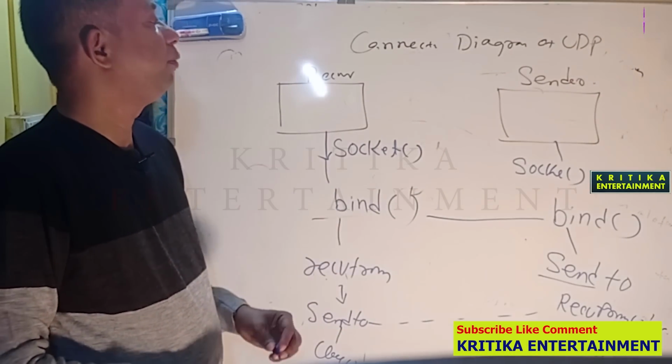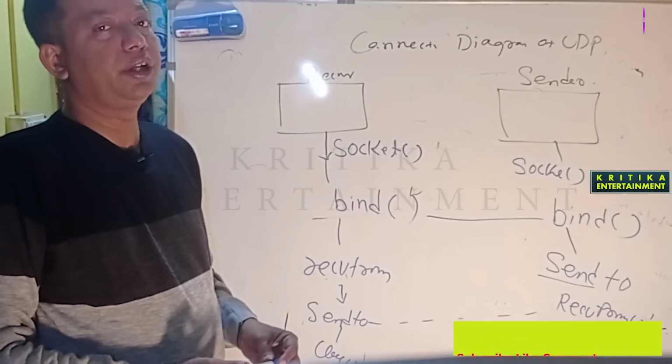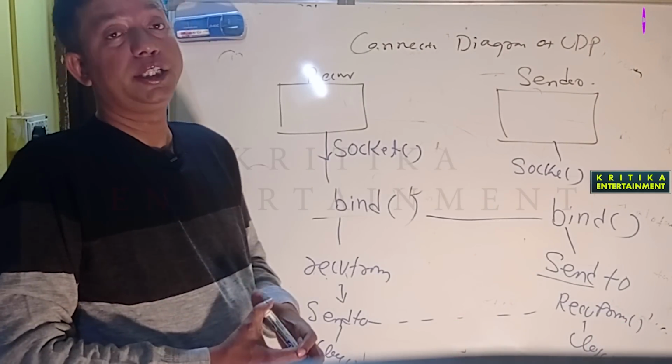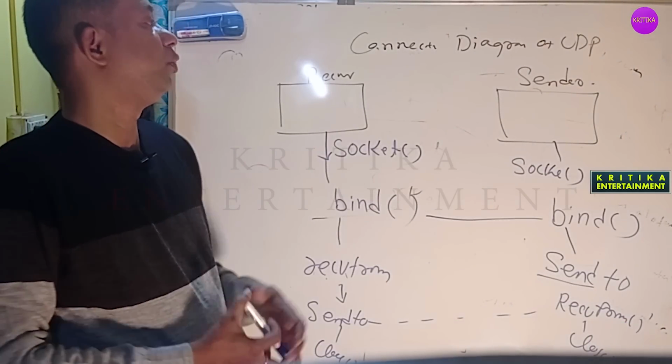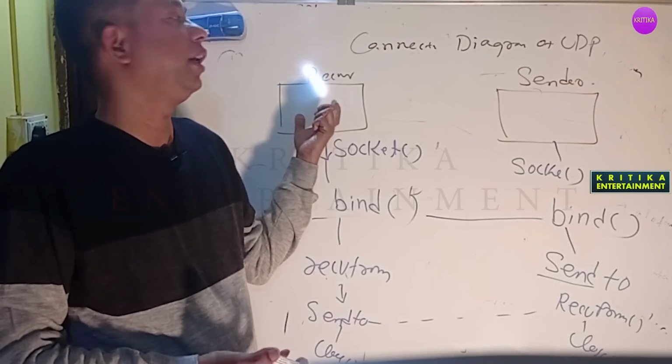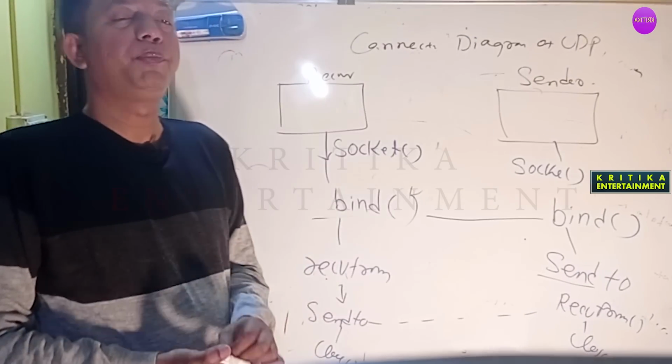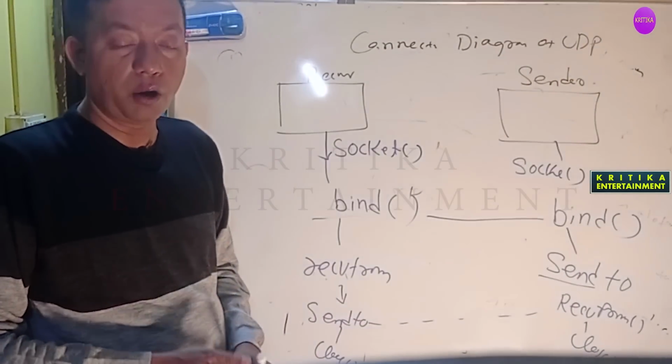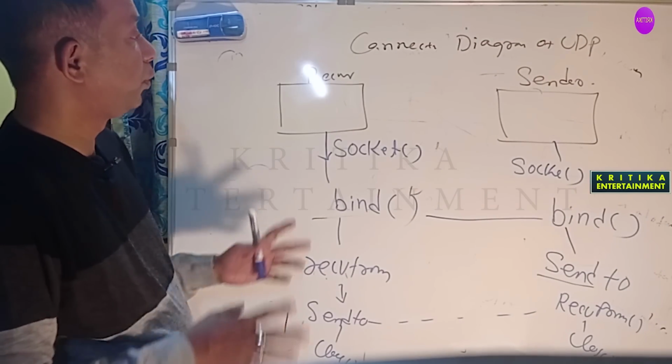So UDP is very simple, but it can be confusing because there is no server and no client. So you may sometimes be confused about whether it is the receiver or the sender. But now I will make the program.